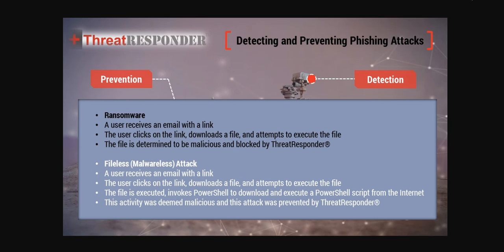In the second scenario, we'll look into a fileless or malwareless attack. Again, this is phishing. A user receives an email with a link. The user clicks on the link, downloads a file, and executes the file. The file invokes PowerShell and executed a PowerShell script download from the internet. This activity was determined to be malicious by ThreatResponder, and as a result, ThreatResponder neutralized the threat.